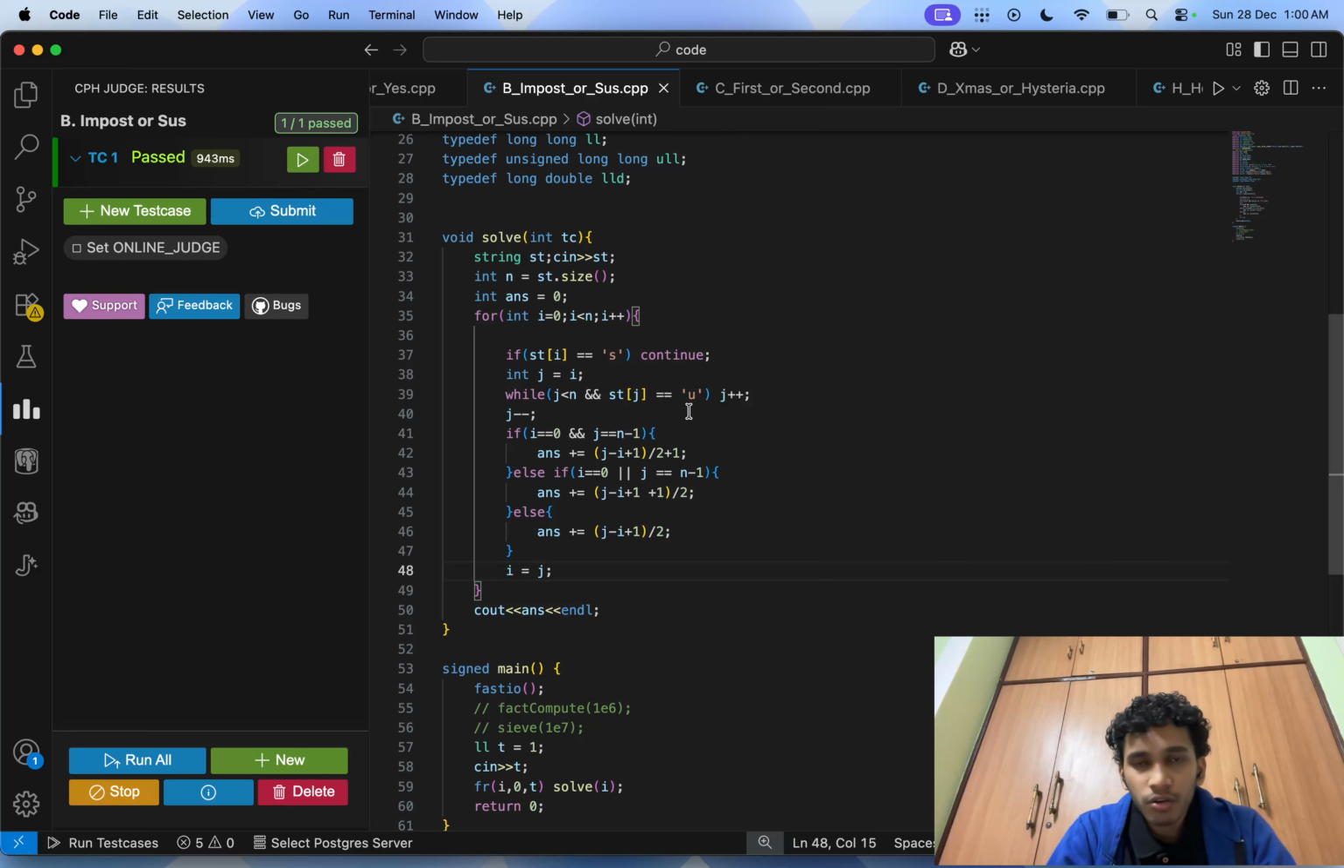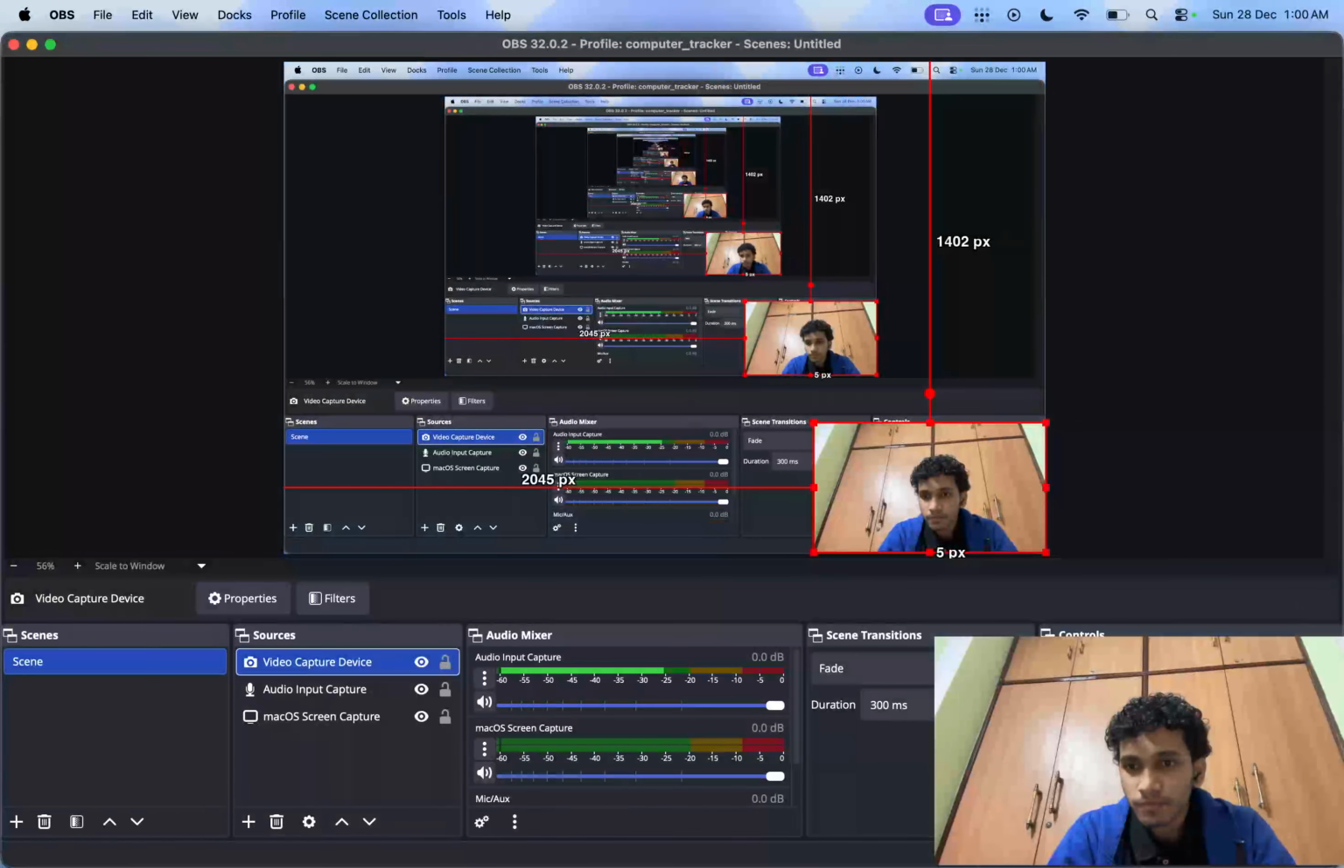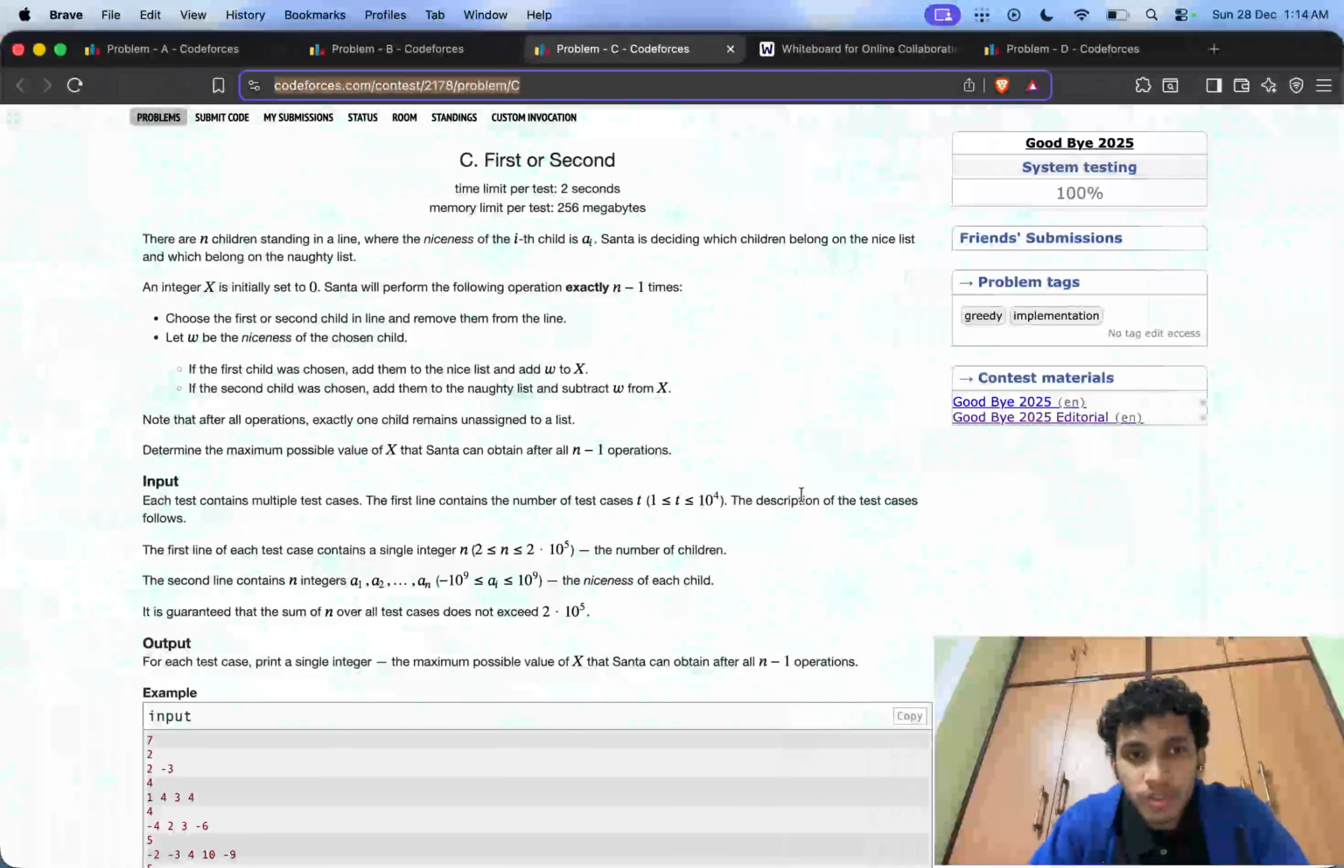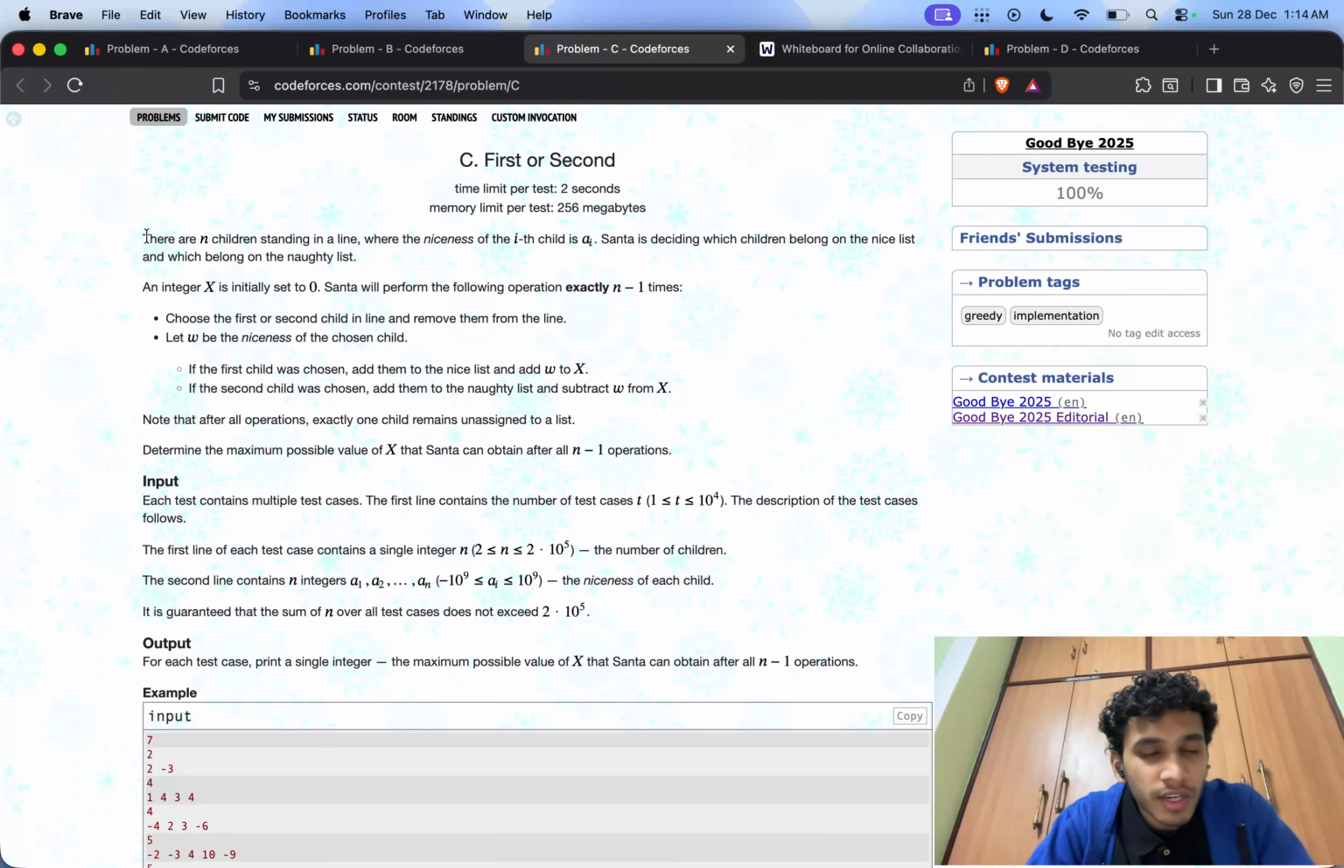So let's move forward to the third question now. So let's move to the third problem now, which states that there are n children standing in a line where the niceness of the ith child is ai. Santa is deciding which children belong to the nice list and which belong to the naughty list.